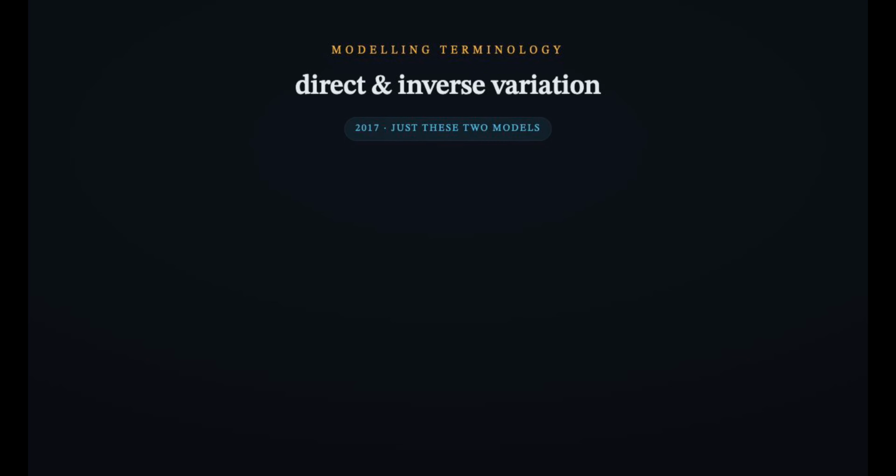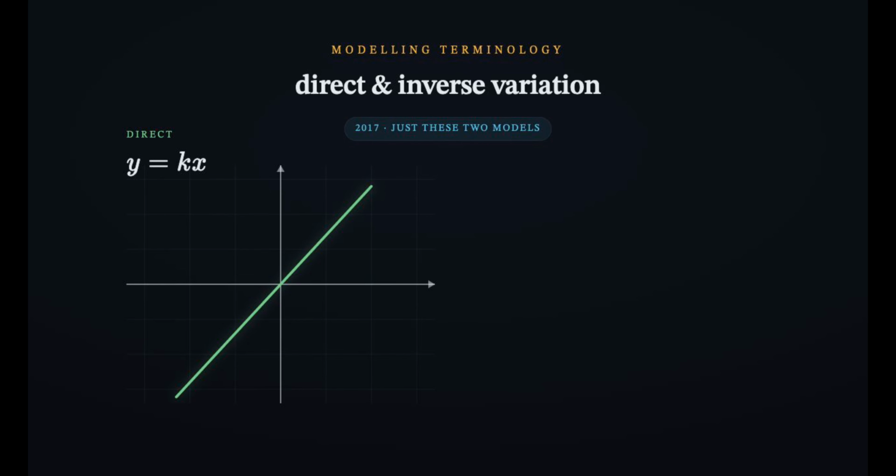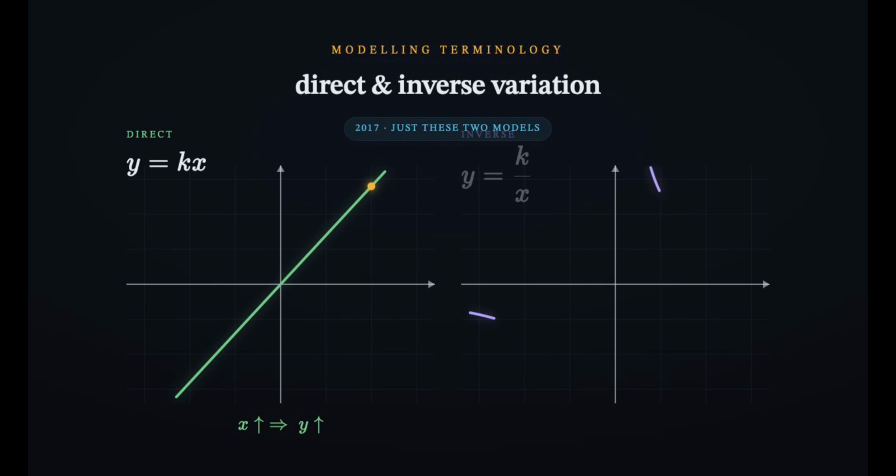If you're a 2017 student, then you only need to know these two models. If a question says y varies directly with x, then you need to use the half-completed model y equals kx and find k. Direct variation just means that when x increases, y also increases. If a question says y varies inversely with x, then you need to use the half-completed model y equals k over x and find k. Inverse variation just means that when x increases, y decreases.